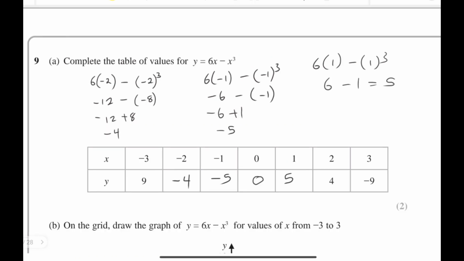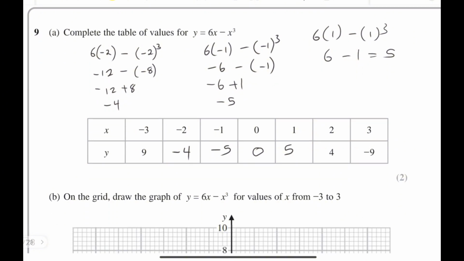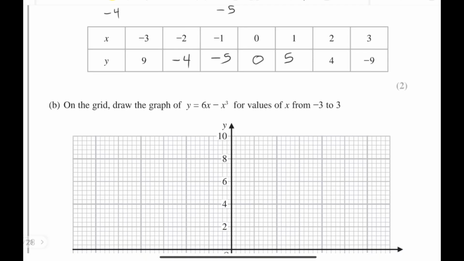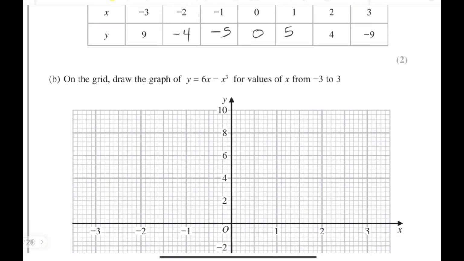B. On the grid, draw the graph of y equals 6x minus x cubed for values of x from negative 3 to 3. So that is what we do now. We need to plot the graph, the xy pairs. So when x is negative 3, y is 9. So this is negative 3. 9 should be between 8 and 10. So if this is 8, this should be 8.2. This should be 9, should be around here.